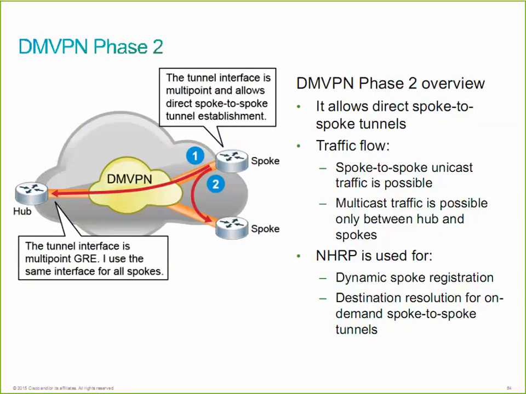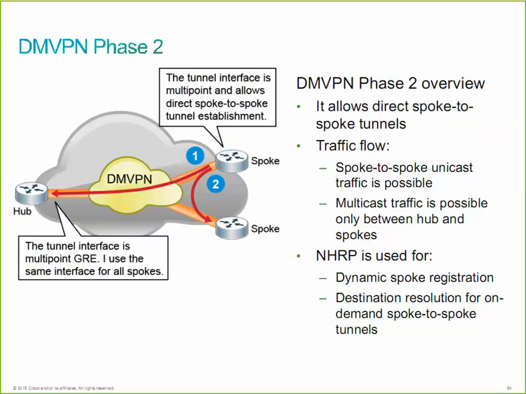Now, if I look at DMVPN Phase 2, this is the first time that we introduced direct spoke-to-spoke communication. All right? Those spoke-to-spoke tunnels get automatically created without any intervention by the administrator. In order for this to occur, you have to have multi-point GRE interfaces, not only on the hub, but also configured on the spokes. That's what's going to allow that direct spoke-to-spoke tunnel establishment, if you have that multi-point GRE interface.